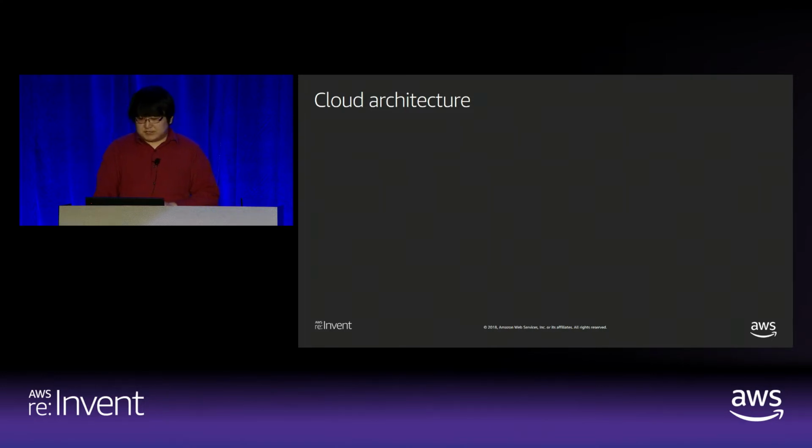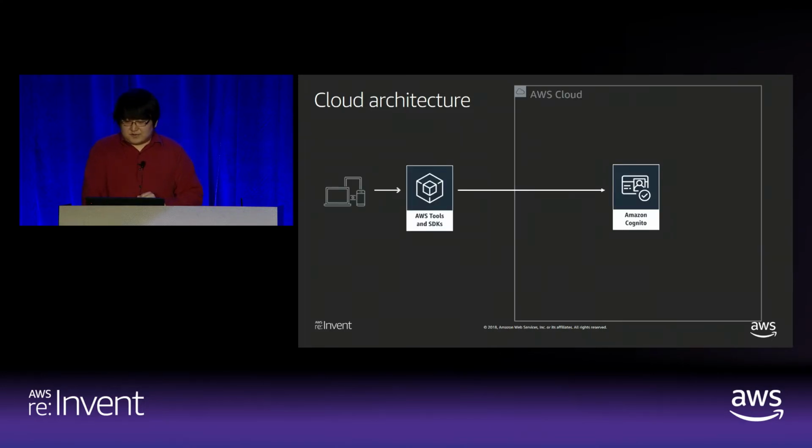For the cloud architecture, we're going to be using a few services. The first will be Amazon Cognito. This will be what we're using to sign in our users. Not only sign in our users, but also give them permissions to access the AWS resources that you might want them to access. Say, for instance, being able to view the article.